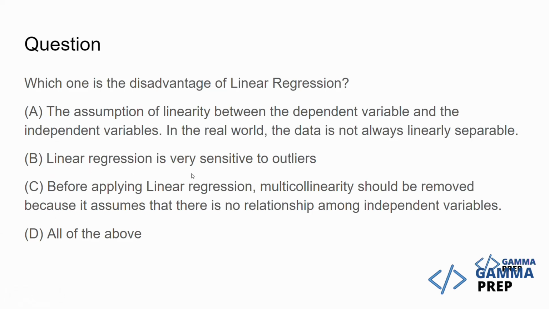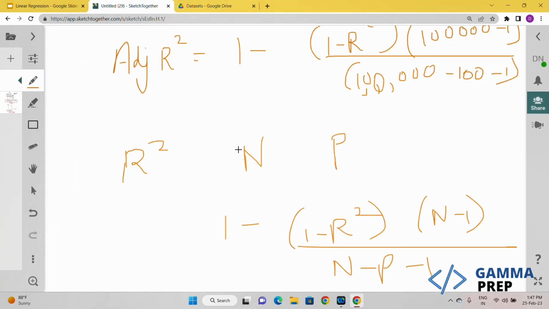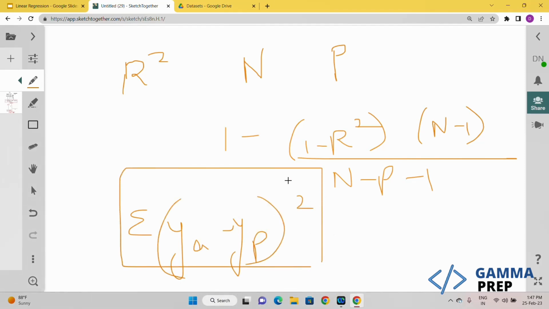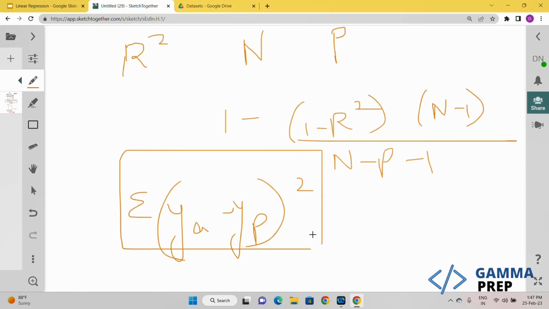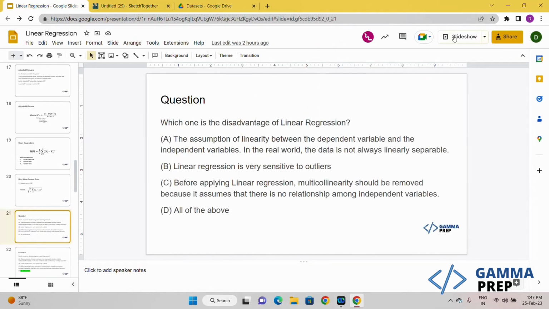The second option is linear regression is very sensitive to the outliers. Yes, linear regression would be sensitive to the outliers. The reason is that we are calculating summation y actual minus y predicted, whole square, for the training points, and this is the thing that we are trying to minimize. If we have outliers, y actual minus y predicted would be high, and definitely it's going to affect our model. In the testing points also, when we are figuring out the MSE, we have y actual minus y predicted that we are calculating. So yes, linear regression is sensitive to the outliers.